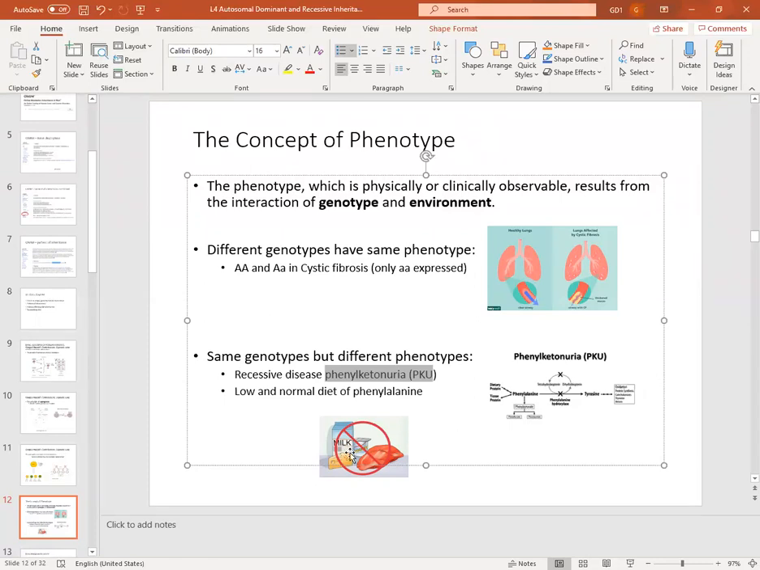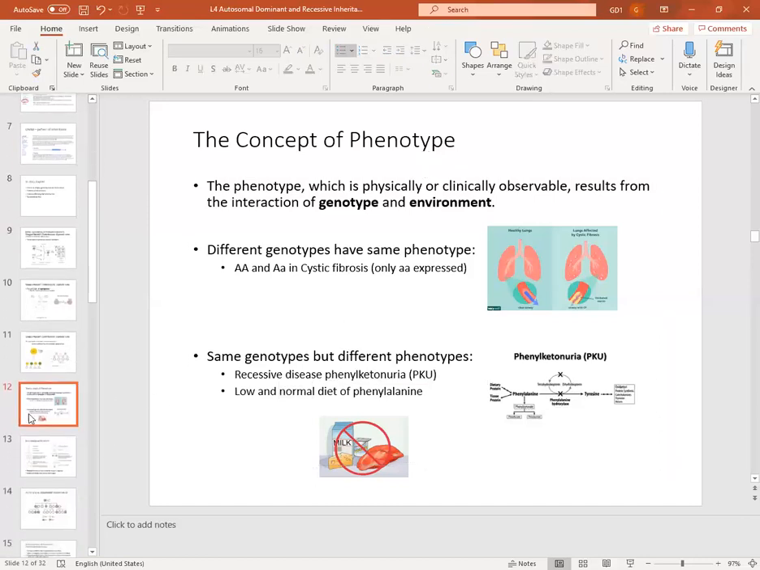So it depends on the environment, low or normal dietary phenylalanine. For example, meat or animal-derived food has a lot of phenylalanine. With a low phenylalanine diet, the baby is safer, because the phenylalanine in that food is low. If the diet is normal, the toxic effect will be expressed, and that baby will have a problem with the nervous system, and the IQ will decrease. So that's the concept of phenotype.